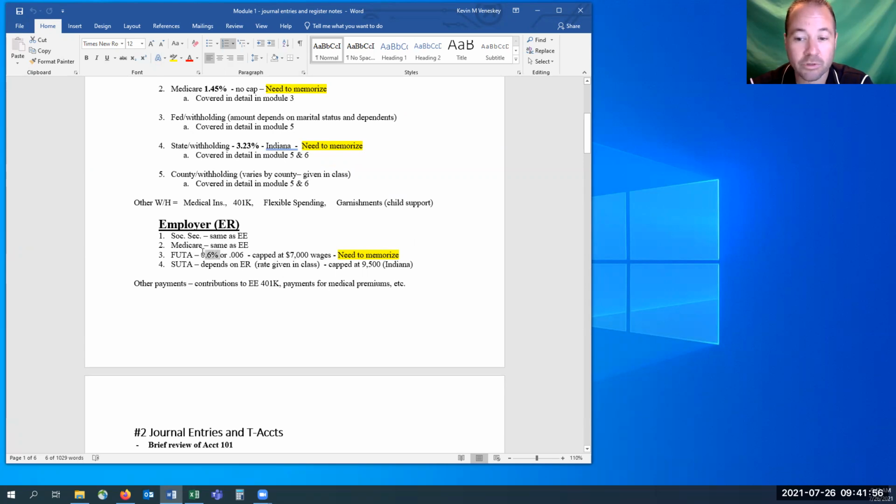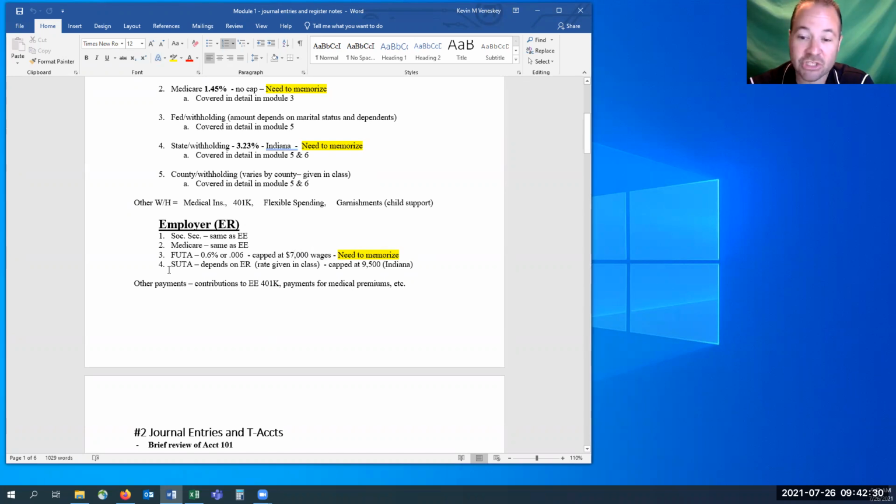This is a very low percentage, 0.6%, or as a decimal, 0.006. And it's even capped at a very low wage amount. So once the employee has wages over 7,000, which most people will if they have a full-time position, of course, they would definitely hit over 7,000. Then the employer will no longer be taxed on FUTA taxes once the employee hits that wage level. And we're going to have some examples of that coming up.